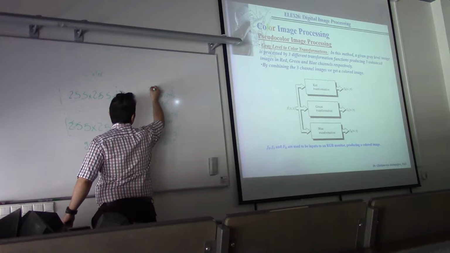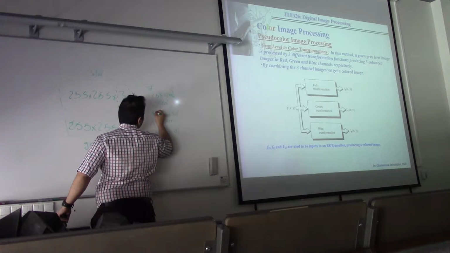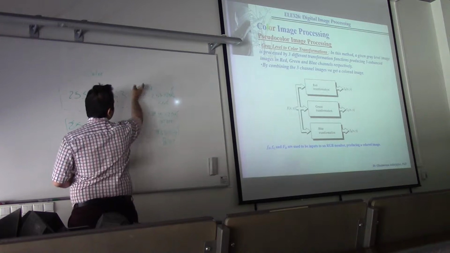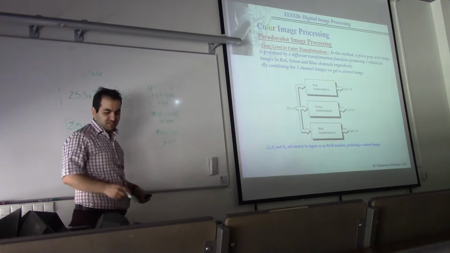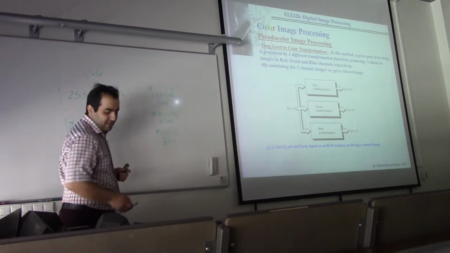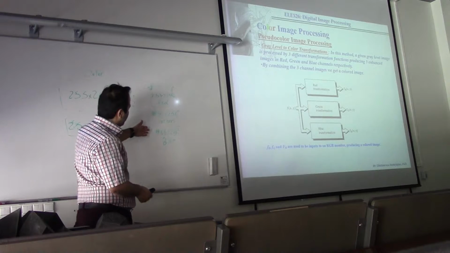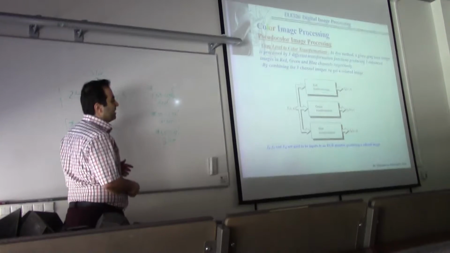Okay, then for example, if we consider this pixel as the first pixel, and the values are, for example, 100, 150, 200, after combining these matrices together, we can easily find a new color. That is a combination of the blue, green, and the red.